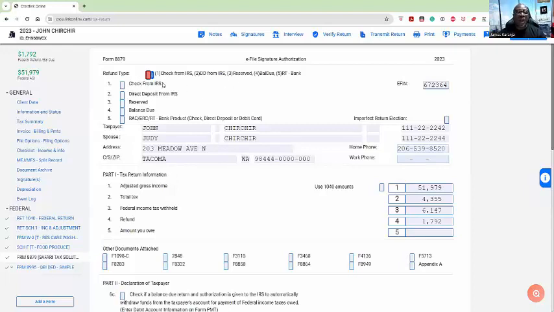Once you double click on that, it takes you to what you are supposed to put here. In this case, they are going to receive a check, since we don't have their bank information. So they can either receive a check or do direct deposit. If you put a 1, it is a check, a 2 is a direct deposit from the IRS. Number 3 is reserved. Number 4 is when they are owing. So you put a 4 when they are owing.